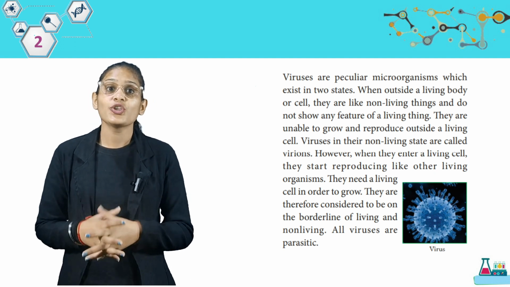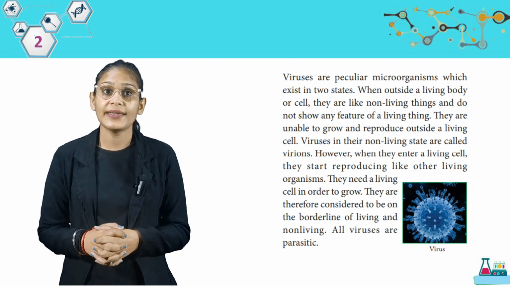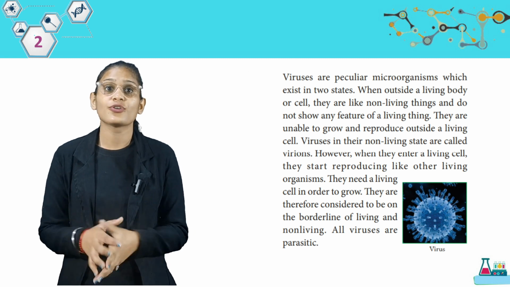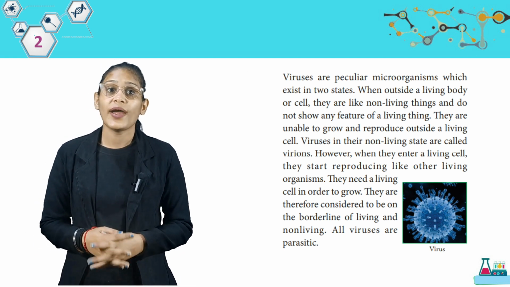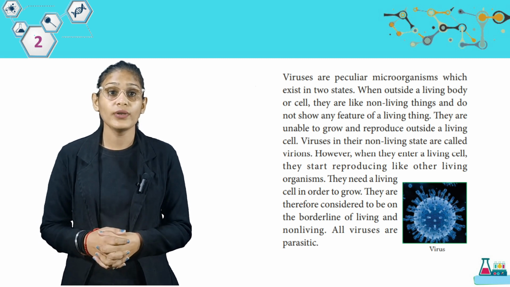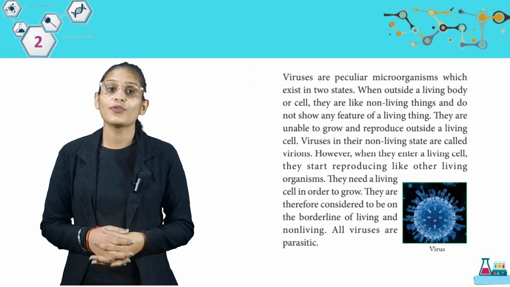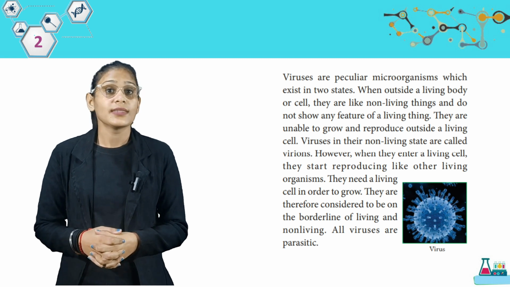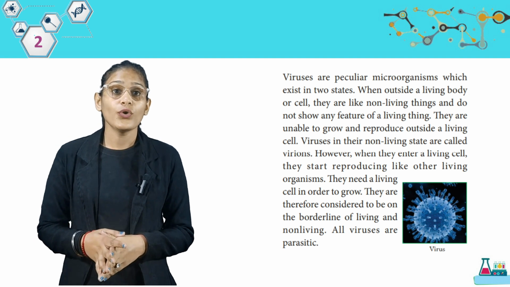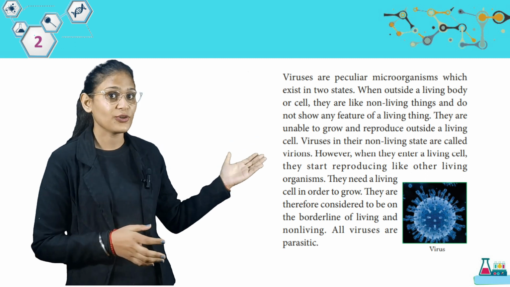Viruses are peculiar organisms which exist in two states. When outside a living body or cell, they are like non-living things and do not show any feature of a living thing. They are unable to grow and reproduce outside a living cell. Viruses in their non-living state are called virions. However, when they enter a living cell, they start reproducing like other living organisms. They need a living cell in order to grow. They are therefore considered to be on the borderline of living and non-living. All viruses are parasitic. Look at the picture, we have a virus.